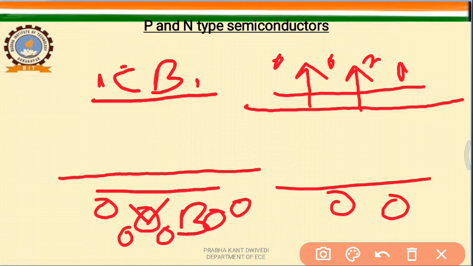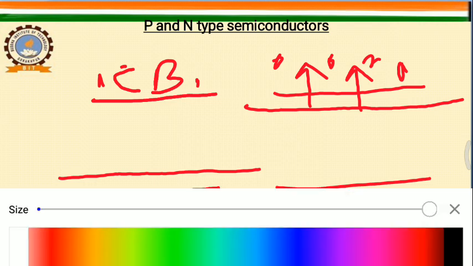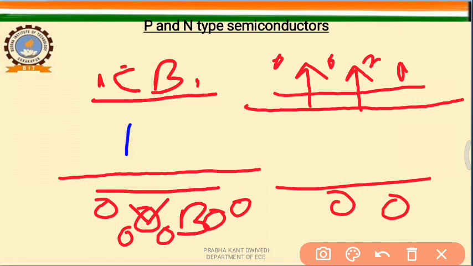In the n-type semiconductors, the Fermi energy level is exactly just below the conduction band. Now, if we are connecting these two types of semiconductors, means a p-type semiconductor here and an n-type semiconductor here, then this Fermi energy level readjusts itself in this way.